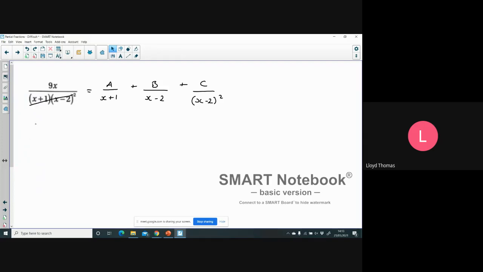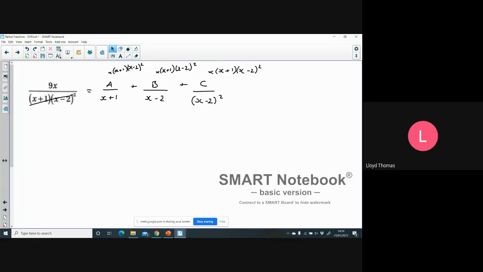I need to multiply by this on the right-hand side. So everything gets multiplied by x plus 1, x minus 2 squared. Remember to ask any questions if I'm going too fast or you're stuck on anything or want to know where something comes from, apart from that thing that I can't remember. So you times everything there by the denominator of this one here.